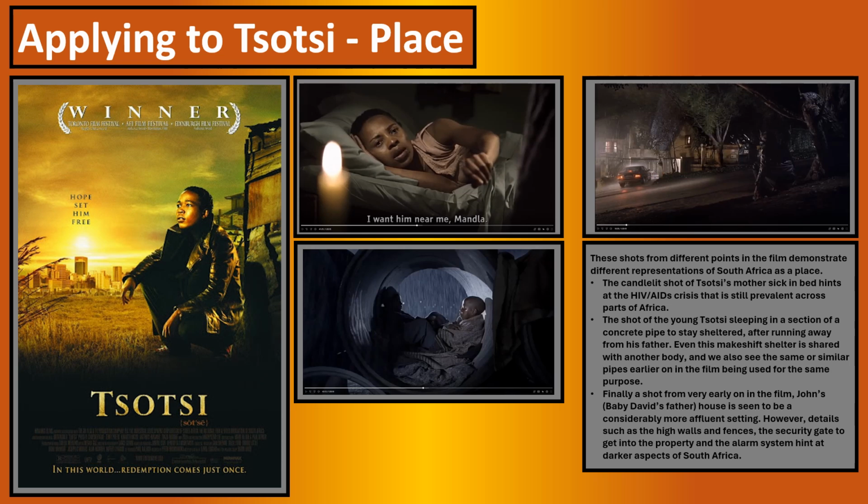We also get the shot of Tsotsi when he runs away from his father, sleeping in a section of concrete pipe to stay sheltered. And what's really important here is we see that concrete pipe twice in the film.